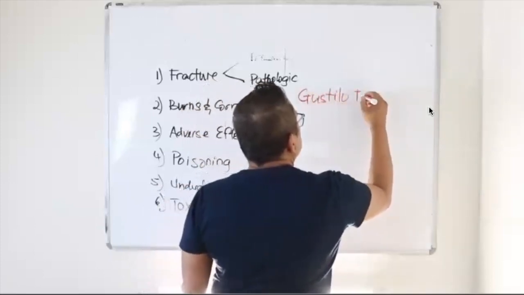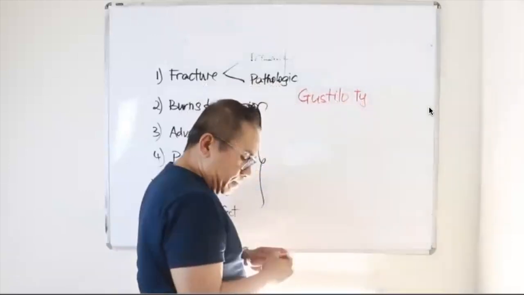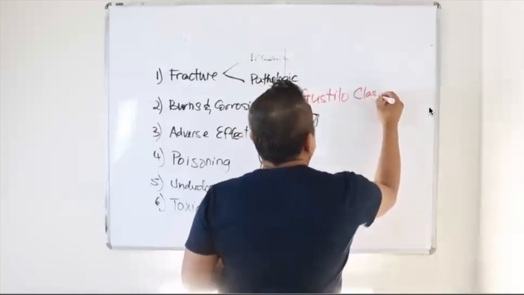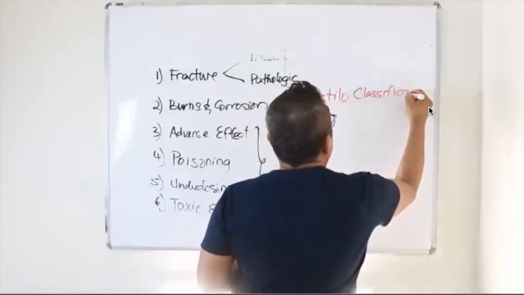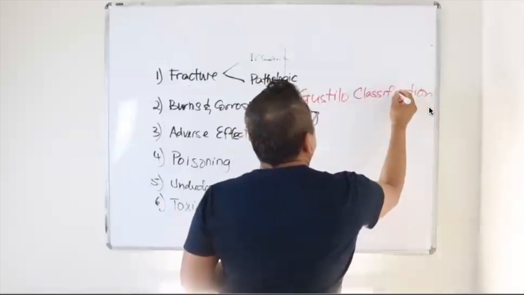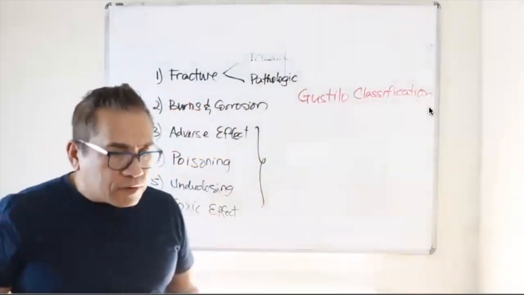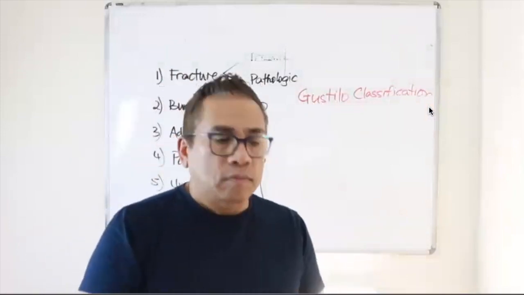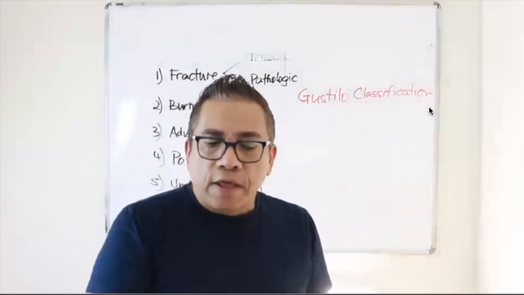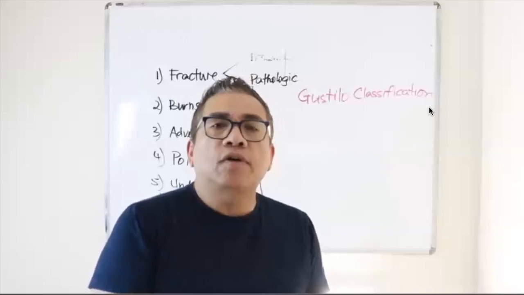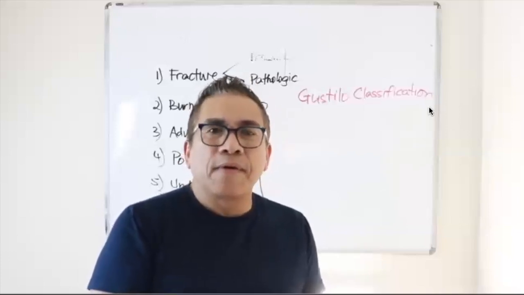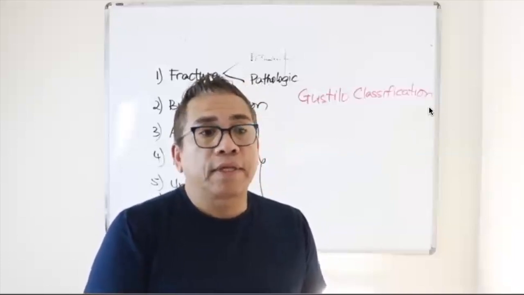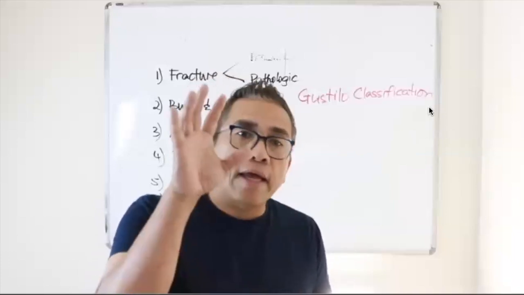Okay, Gustilo classification. So the Gustilo classification, guys, describes the severity of the open fracture. It starts with type 1, type 2, type 3, type 4. The guideline said if there was no specific type of the Gustilo fracture, you are to code it as type 1 or type 2. That's what the guidelines say. Okay, code it as type 1 and type 2.